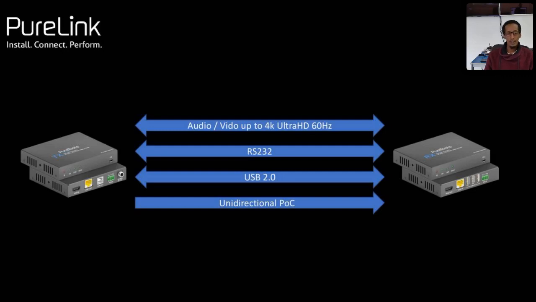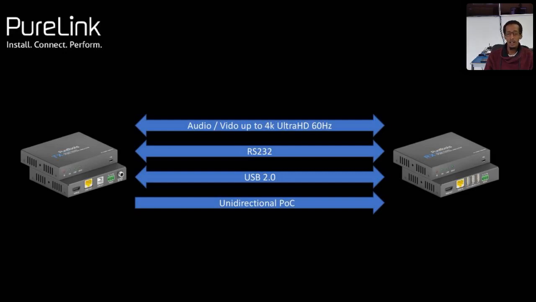In this case, you can see it here in the picture. We have one power supply on the transmitter. We have no power supply on the receiver. So here we connect the power supply only on the transmitter, and it's sending out POC to the receiver, and the receiver is powered up from the transmitter. You can connect those two devices, the transmitter and the receiver, together.